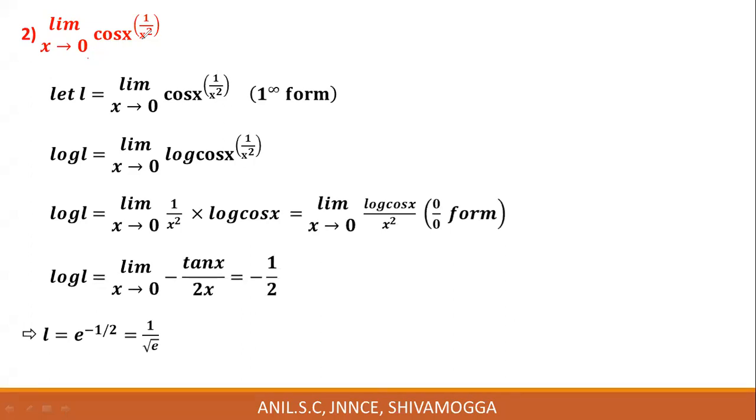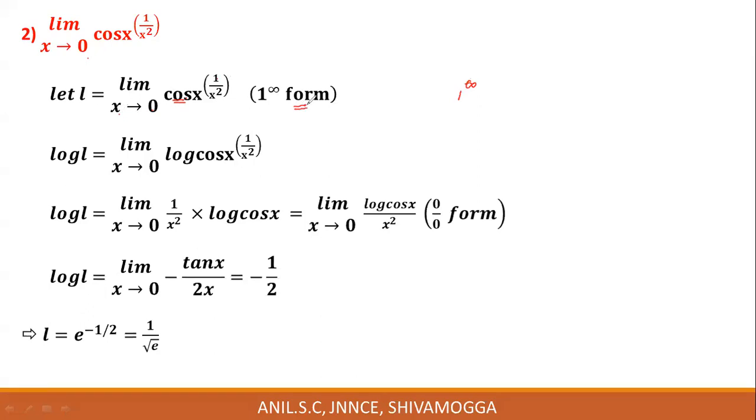Limit x tends to 0, cos x power 1 divided by x square. Let this be L. As x tends to 0, base will be cos 0, and we know that cos 0 is 1. The index will be 1 divided by 0. 1 by 0 is not defined, it is called infinity. Therefore, this takes 1 power infinity form.